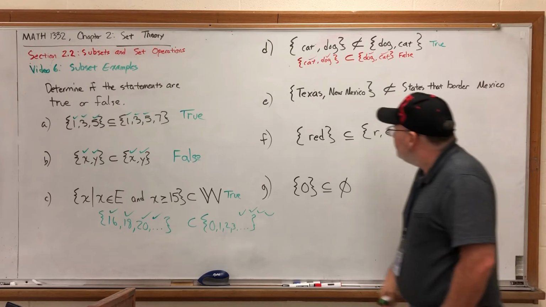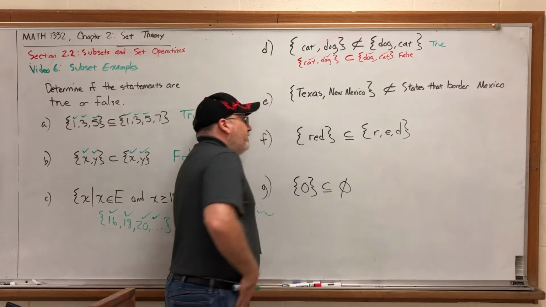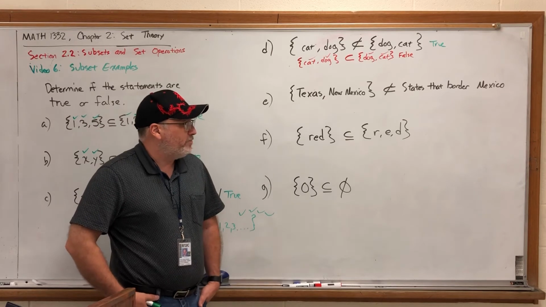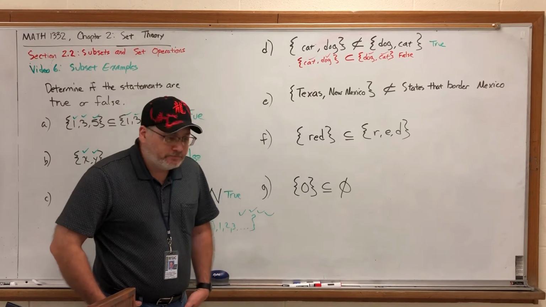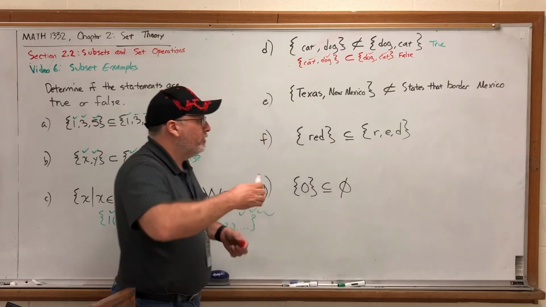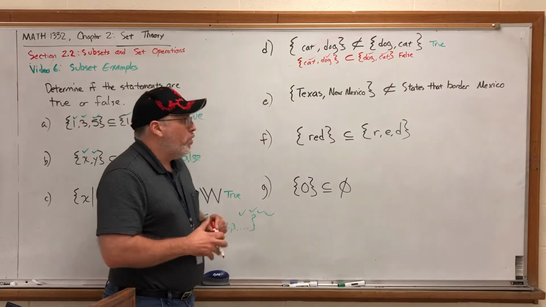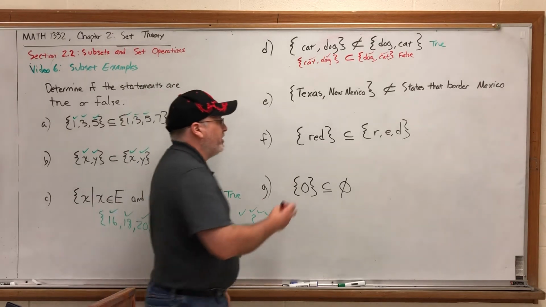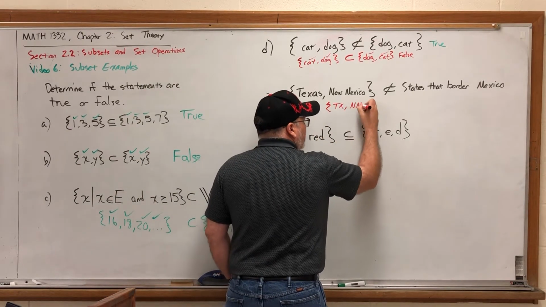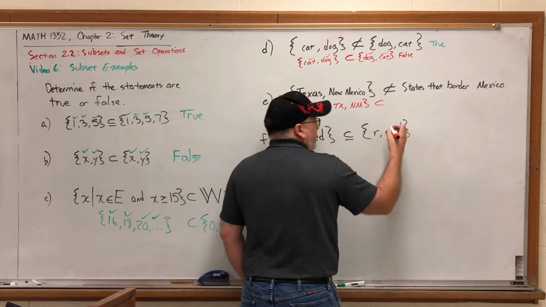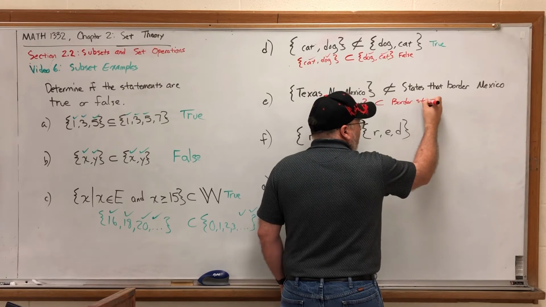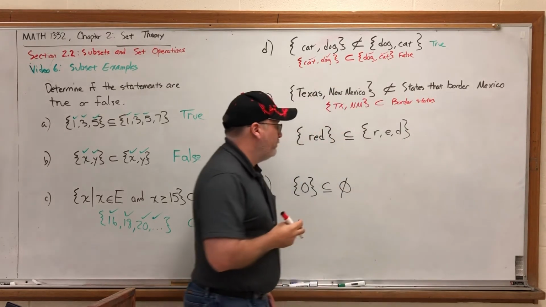Same thing with this one. Example E. The set containing Texas and New Mexico is not a proper subset of states that border Mexico. If you're having a hard time deciding if that's true or false, look at its negation. What would it be if it said proper subset? We'll abbreviate over here. Texas, New Mexico, proper subset. We'll just say border states for brevity. And let's determine if this statement is true or false.